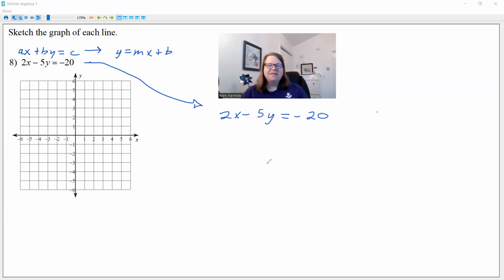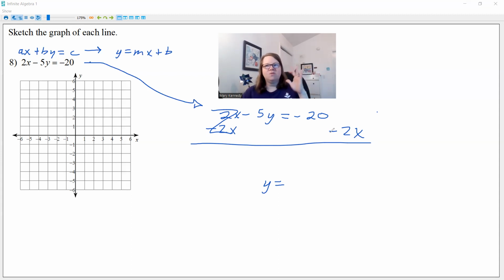Okay, so we want this to say y equals blah, blah, blah. All right, that's our goal. So I want to move the 2x. Right now it's positive, so I'm going to subtract 2x because that makes 0. And I'm going to subtract 2x from this side. Now, I didn't put it under the -20 because those are not like terms, and I don't want to be tempted to combine those together. So I put them separate just so that my brain does not try to do that.